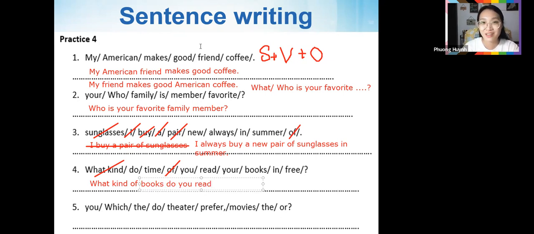Rồi khúc sau thì sao vậy? Rồi cô có do nè, you nè, read, books rồi, còn 4 chữ time, your, in và free. Rồi các bạn sắp xếp 4 chữ này lại. What kind of books do you read?